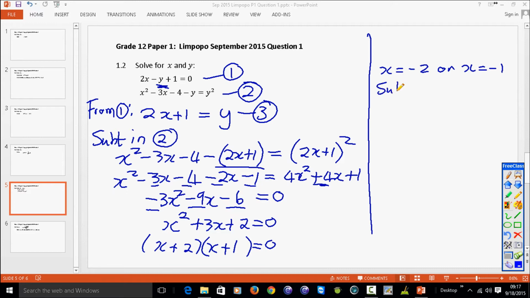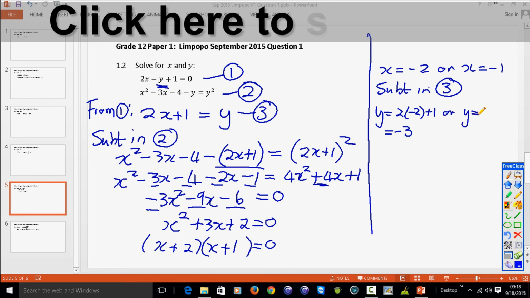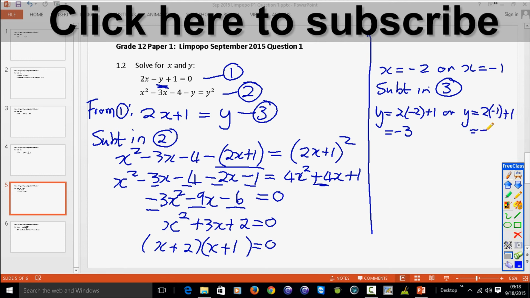And we substitute in 3 so that we can work out y. y is equal to 2 times negative 2 plus 1 is negative 3, or y is equal to 2 times negative 1 plus 1, which is negative 1. So the end result is x is negative 2, y is negative 3, x is negative 1, y is negative 1.